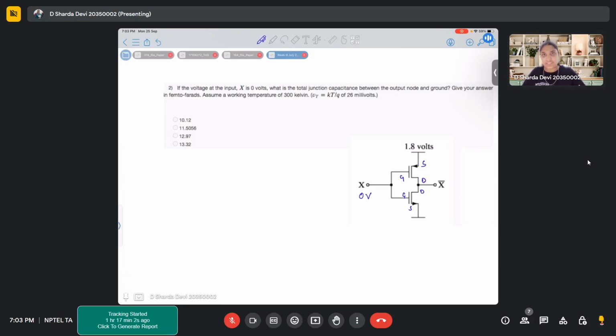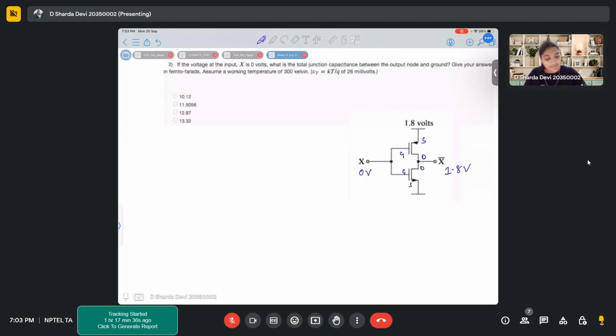If it is 0 volts, we know that this is an inverter circuit, correct? When PMOS and NMOS are connected in series with the same input provided to both, that configuration is basically an inverter. So for an inverter, if you give 0 at the input, what will you get at the output? You'll get VDD, 1.8 volts, at your drain.